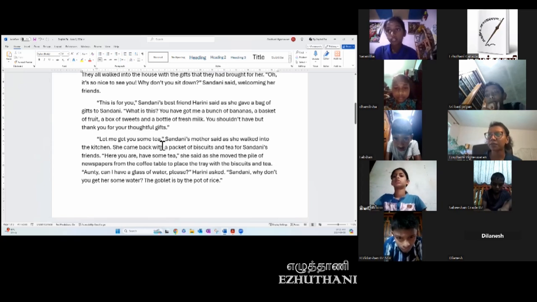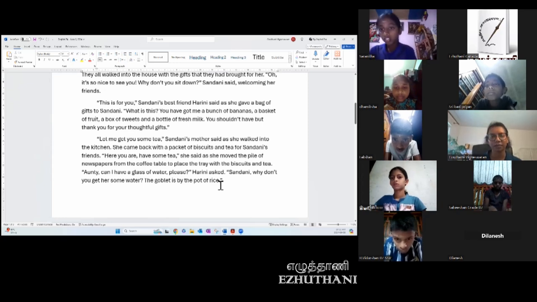Let me get you some tea, Sandani's mother said as she walked into the kitchen. She came back with a packet of biscuits and tea for Sandani's friends. Here you are, have some tea, she said as she moved the pile of newspapers from the coffee table to place the tray with the biscuits and tea. Auntie, can I have a glass of water, please? Harini asked. Sandani, why don't you get her some water? The goblet is by the pot of rice.